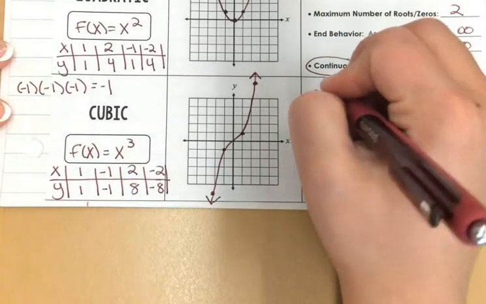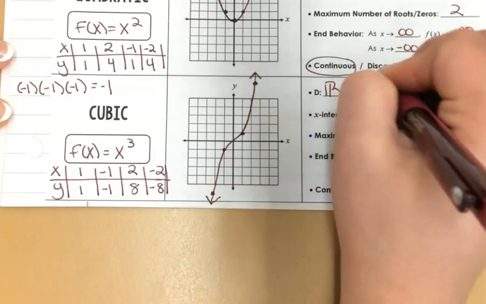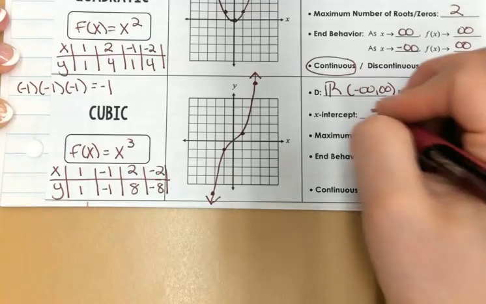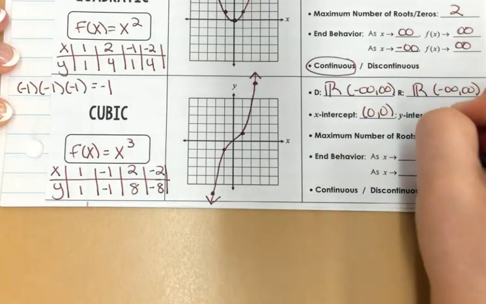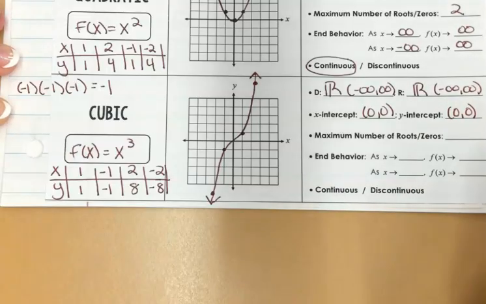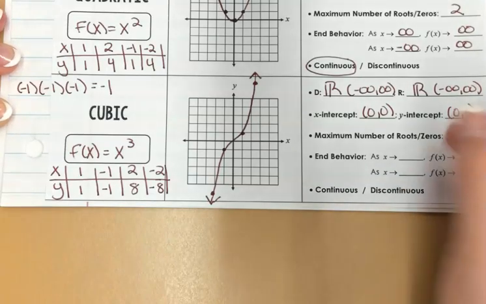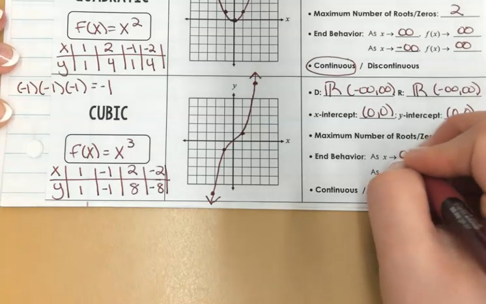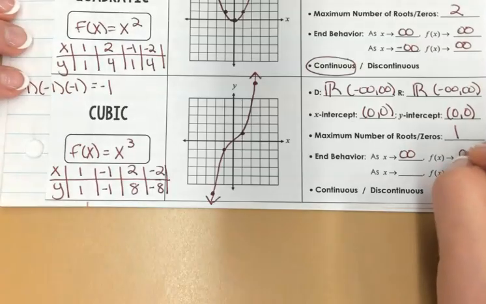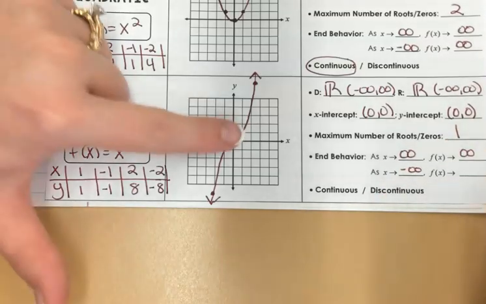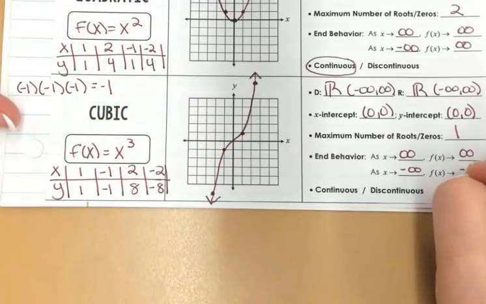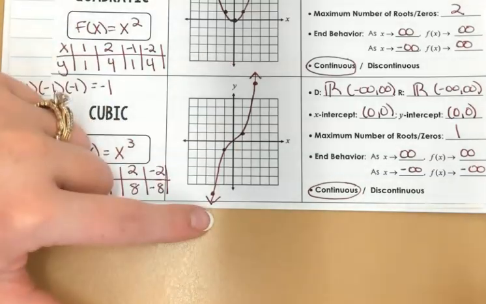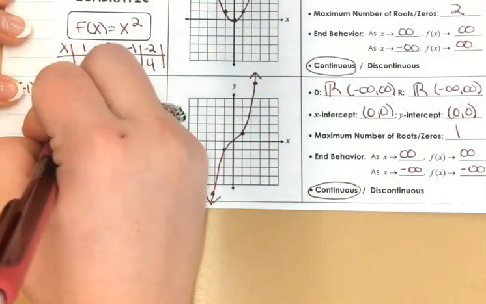So this has a domain of all real numbers. We also have a range of all real numbers. We are at the origin again, so those x and y intercepts are both at 0, 0. The maximum number of times that this one is going to cross your x-axis is once. And then our end behavior, as x goes off to positive infinity, y is also going off to positive infinity. As x goes off to negative infinity, y is also going off to negative infinity. It is continuous, and we do not have an axis of symmetry here, so it's not symmetric.